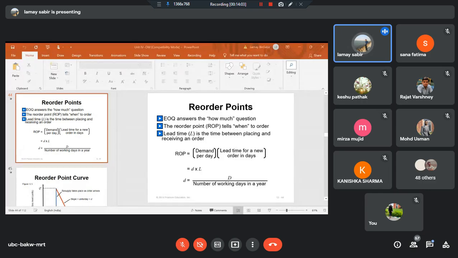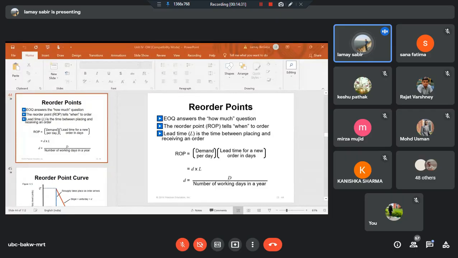Now, the question is that if annual demand is given in the question, how will we calculate daily demand? The formula, small d, is annual demand capital D divided by the number of working days. So annual demand is suppose 2000. And number of working days is 250. So 2000 divided by 250. That gives you the daily demand, which is small d.